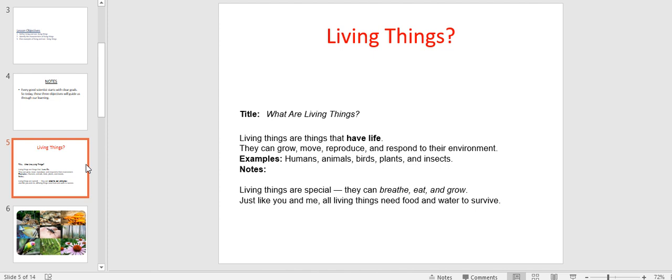Examples of living things are humans, animals, birds, plants, and insects. All these are able to grow, they can move, they can reproduce, and they can respond to the environment. Living things are special. Why are they special? They can breathe, eat, and grow, just like you and me. You are a human, I'm a human, meaning we are living things.